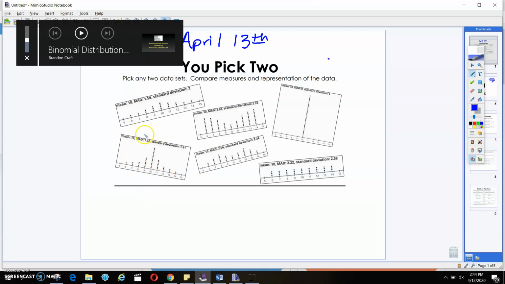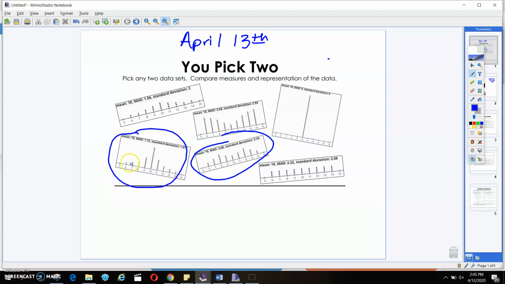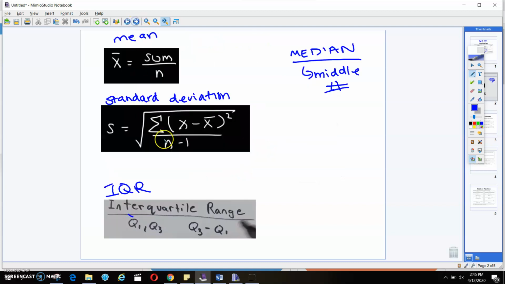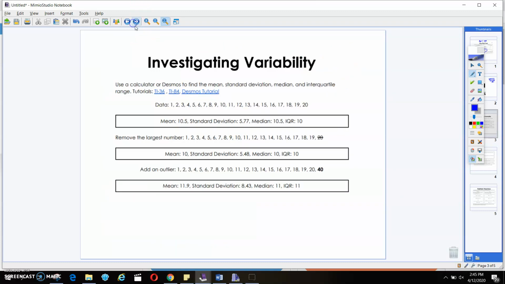So like for instance, right here and here, the means are the same. That means the averages are the same, and the MADs are different. The standard deviations are also different. This one's more spread out than this one is. And that's all you're really going to say about it. So if you pick two of these and just say, hey, this is how they're similar, hey, this is how they're different. Okay. The next thing that you're going to do is you're going to open up this document.